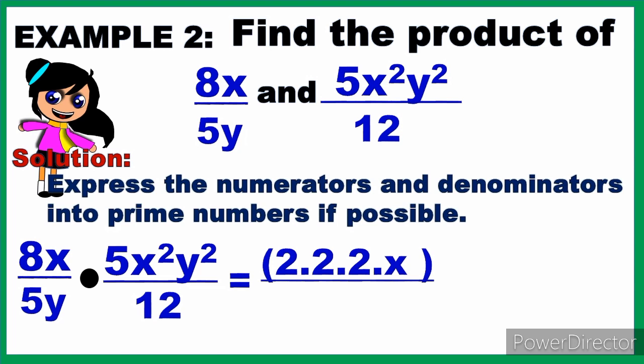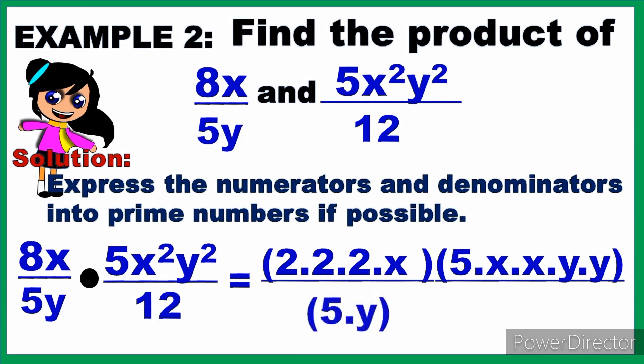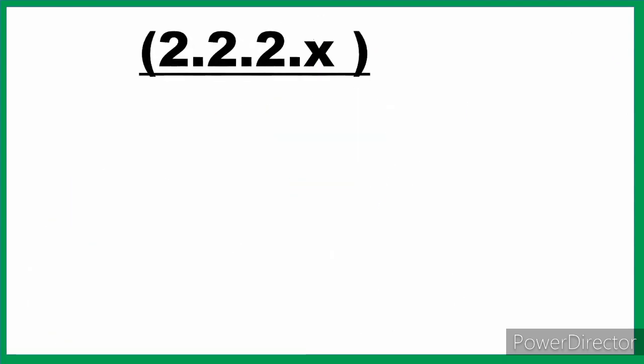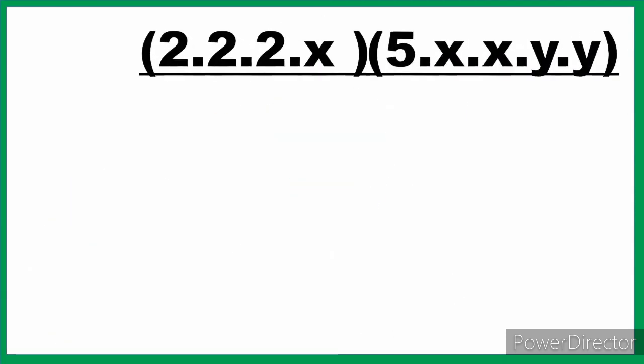And now we factor 5x squared y squared. The factor is 5 times x, which is dalawa yung x and dalawa yung y since naka-square. Then 5y, and the factor of 12 is 2 times 2 times 3. And the next step is to simplify. To simplify, we're going to cancel out the common to numerator and to the denominator.